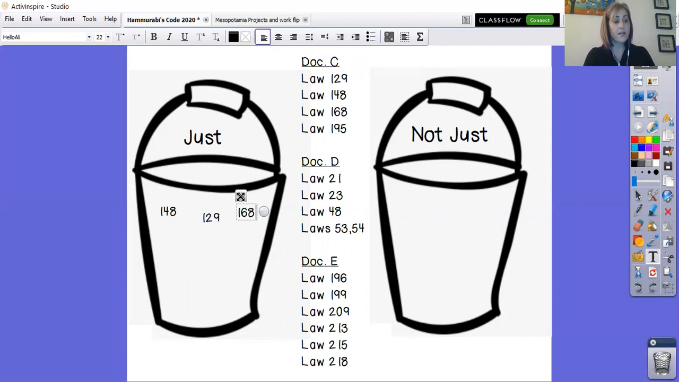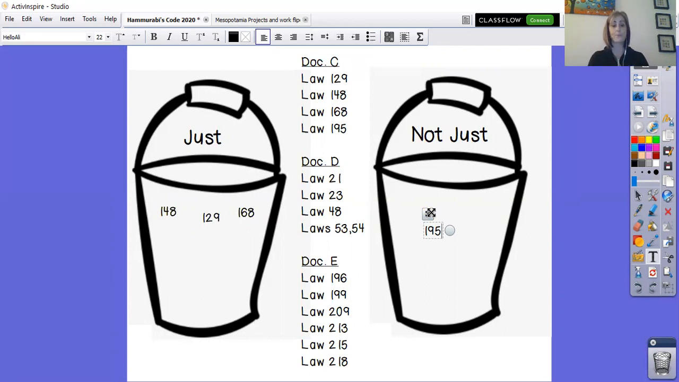And then law 195 talks about if a son has struck his father, his hand shall be cut off. So now you're going to decide, law 195, is that just or do you think it's not just? So let's say, for example, I'm not saying I agree. Let's just say I'm like, yeah, no, not just. You shouldn't be able to chop off a kid's hand. Either way, doesn't matter.